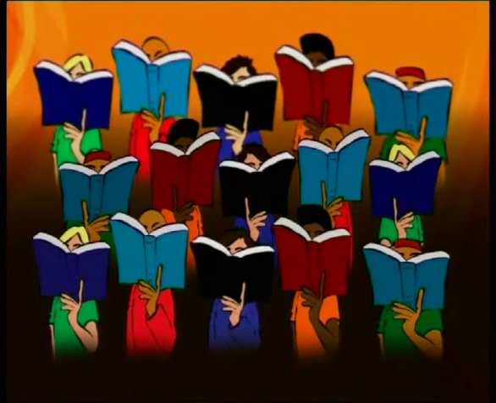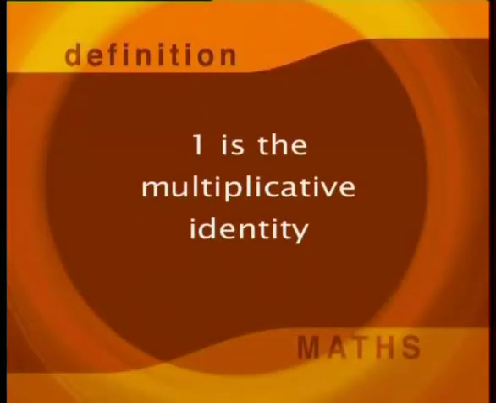If there are 15 friends, each with 1 textbook, then how many textbooks are there in total? 15 times 1 is 15. Too easy, I know. If we multiply any number by 1, the value stays the same. 1 is therefore the multiplicative identity.